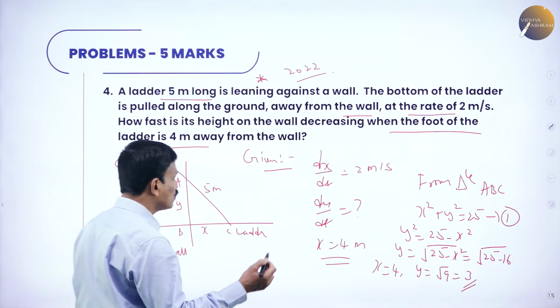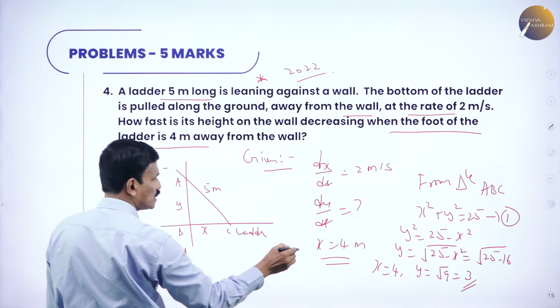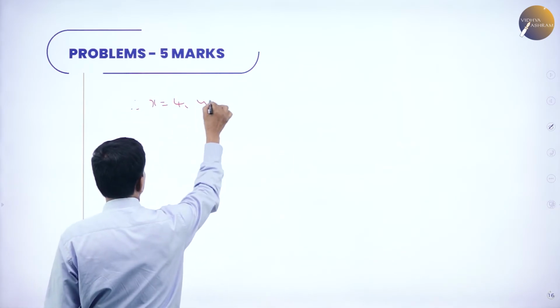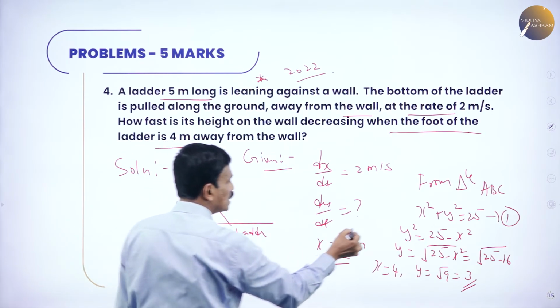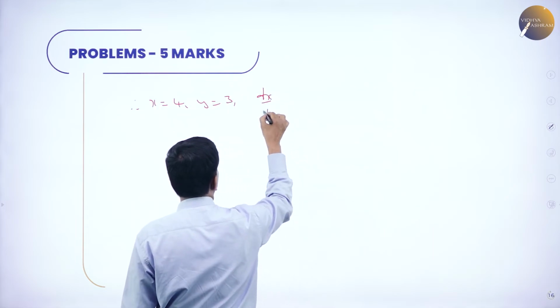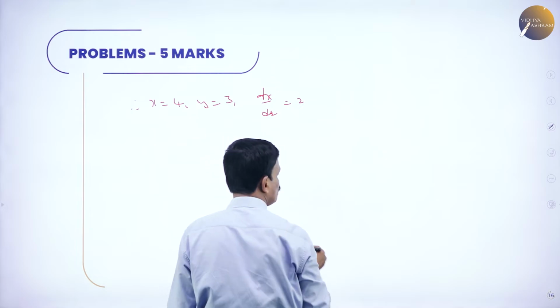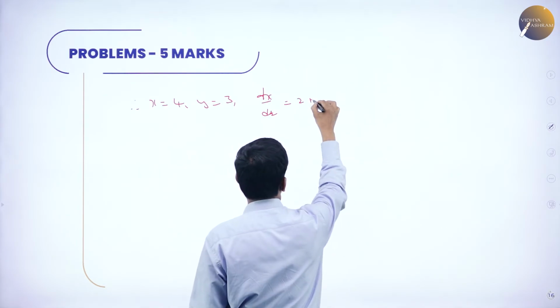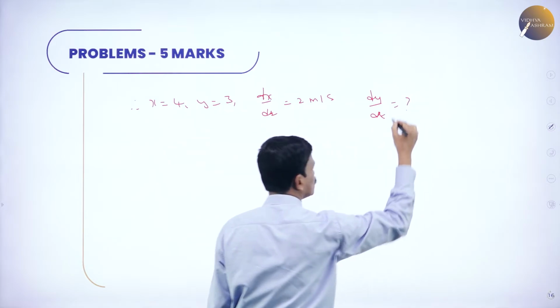So therefore, I'll go to the next page. Therefore, when x is equal to 4, y is equal to 3, and dx by dt is equal to 2 meters per second, and what is to find is dy by dt, the question mark.